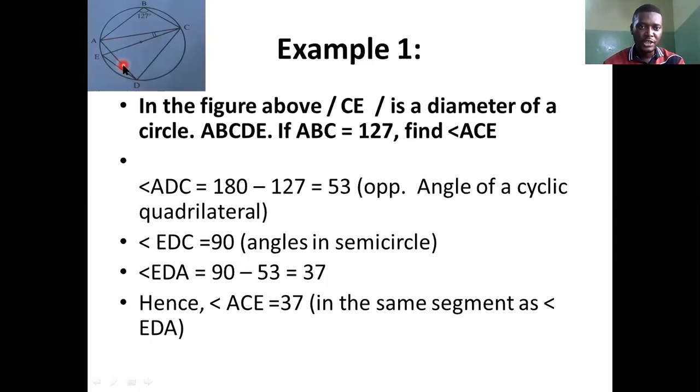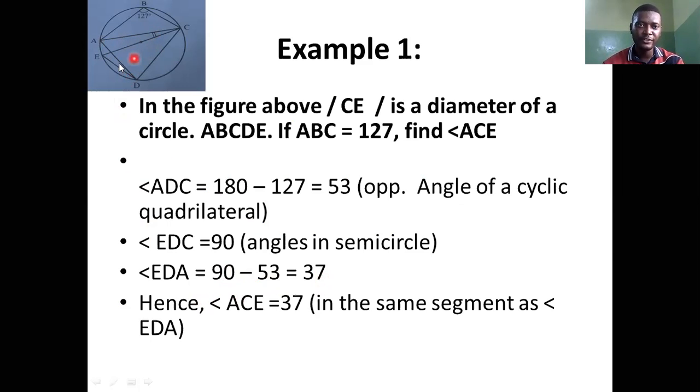This small one is what? 37 degrees, because 53 was subtracted from 90 degrees to give us 37. So if this place is 37, remember another theorem, theorem 2: angles in the same segment are equal. Angles in the same segment are equal.